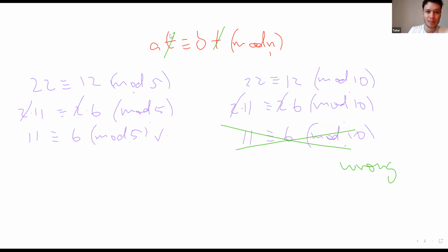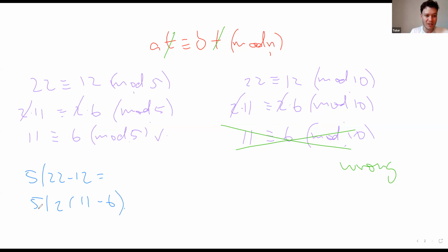Well, why is that the case? Well, let's look at this. If I were to simplify, when I have something like this, what does this mean? It means that 5 has to divide our difference, 22 minus 12, which is basically 2 times 11 minus 6. So basically, 5 has to divide 2 times (11 minus 6).